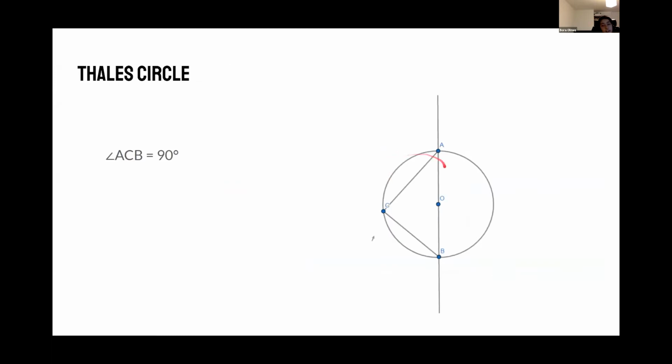Then the Thales circle. If you have AB a diameter of a circle and C a point on this circle, then angle ACB will be 90 degrees, as this corresponds to half of the whole circle, which is 360 over 4, which is 90.